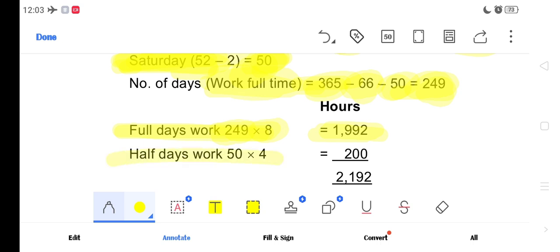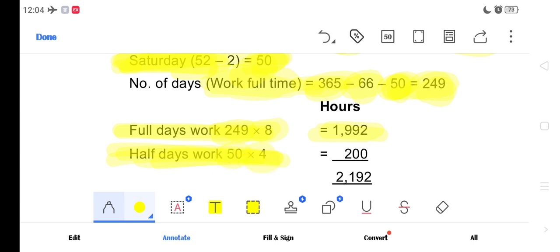Now here we have removed this working day, no? Why? Because that is a half day. Now we are going to take the half days' work. So how many half days work? Actually all the Saturdays they are going to work for half days, but 2 Saturdays are holidays. Now only for 50 Saturdays are they going to work.